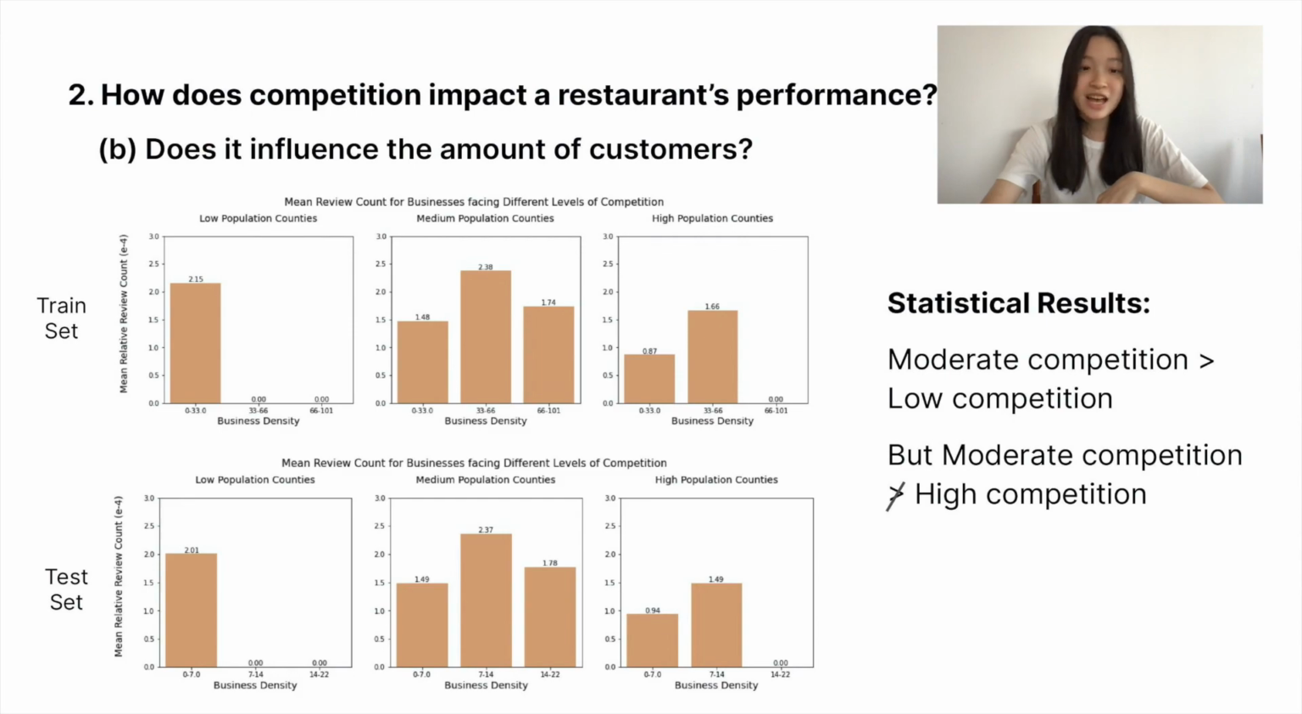In all cases, our training and testing data set lead us to draw the same statistical conclusions. We can also see from the graphs that although the magnitude of the differences are different, the trends in both data sets are the same, which is that moderate competition helps to draw more customers than low competition, but it's not necessarily better than high competition.